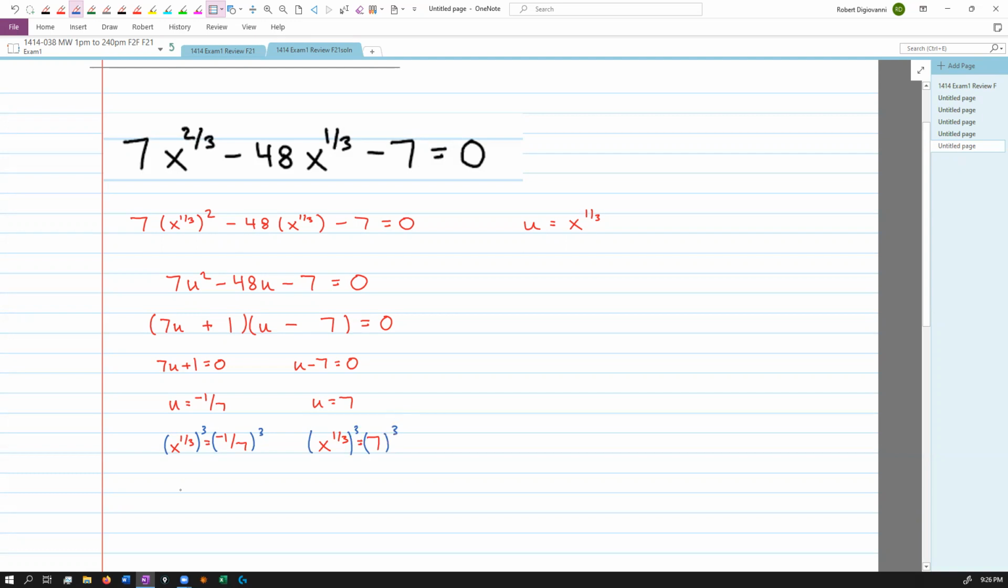So I cube the left side to get x. And then I need to cube the -1, and I need to cube the 7. So when you cube -1, that's -1 times -1 times -1, that would still be -1. So we have -1 on top, and on the bottom we have 343. That's 7 times 7 times 7. And then on this one, we get x is equal to 7 cubed again, which is 343. So we get -1 over 343 and just 343.